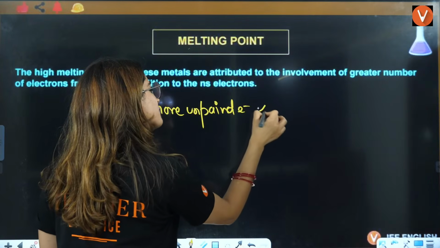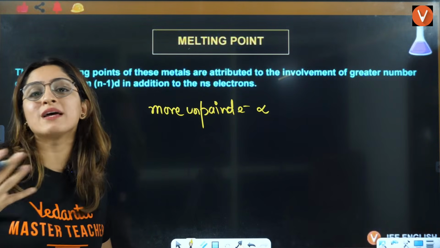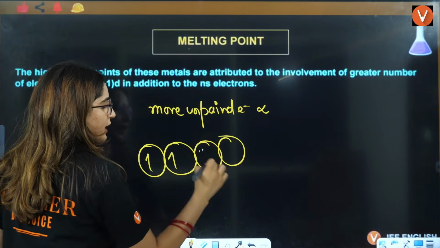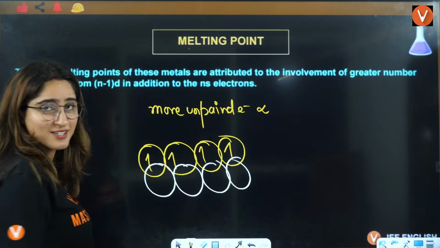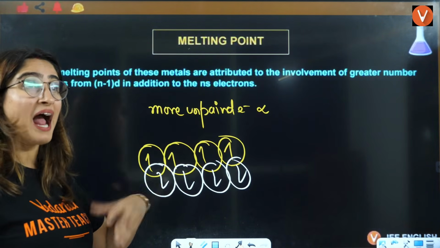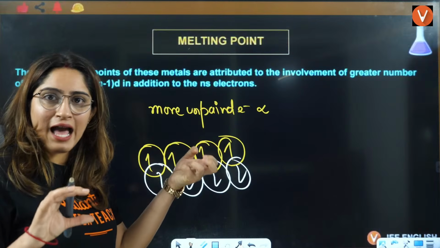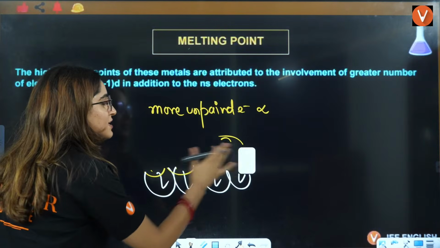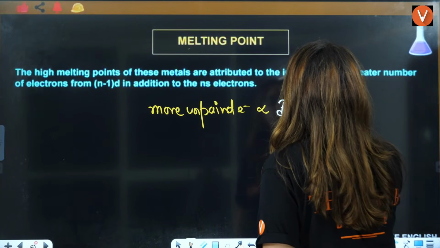Now, ma'am, what happens when you have more unpaired electrons? More unpaired electrons means more bonding. Let's say here you have 4 unpaired electrons, and there is some other atom that has unpaired electrons. As such, it doesn't happen like that, I'm just giving you one example. So an unpaired electron orbital can overlap with the other unpaired electron, and they can form a bond. So that's why we say that the more the number of unpaired electrons, the more will be the bonding.